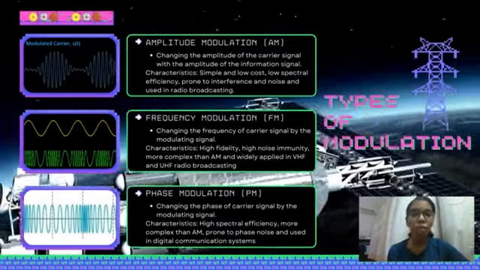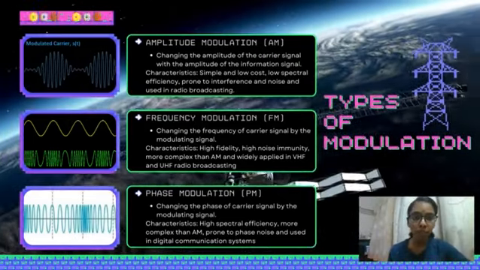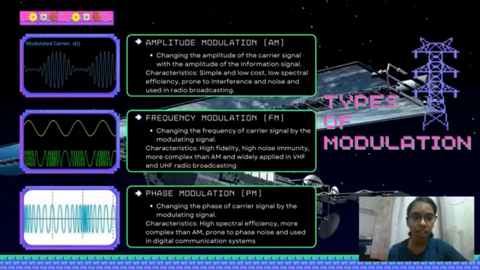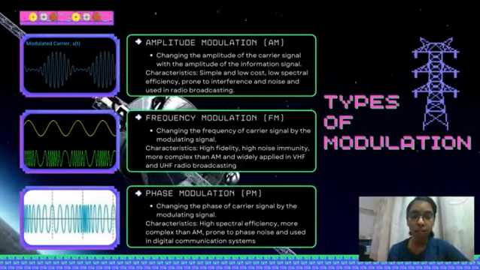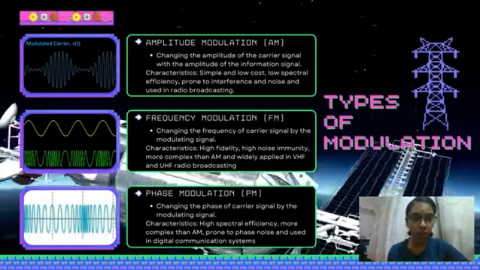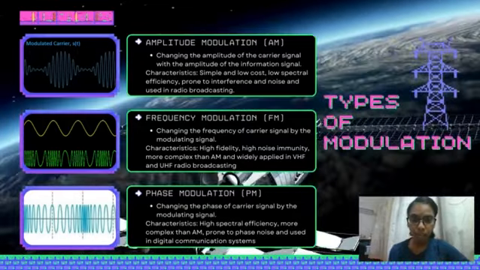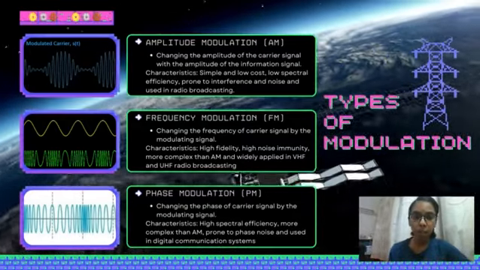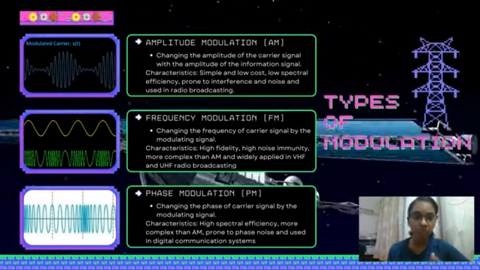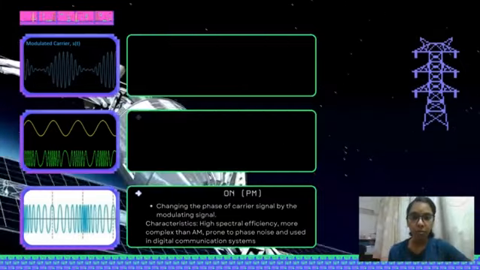Finally, we have PM modulation. PM stands for phase modulation, which means that the phase of the carrier signal is changed by the modulating signal. PM has high spectral efficiency, but it is more complex than AM and is prone to phase noise. PM is used in digital communication systems. To summarize, AM, FM, and PM modulation are three different ways of modulating a carrier signal with an informational signal. Each type has its own characteristics and applications.